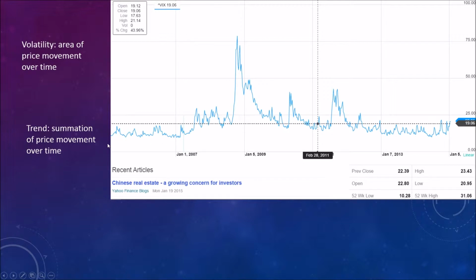and that can be taken by giving a unit of time frame and taking the summation of price movement. So the negative price movement and the positive price movement will give you a total net movement.